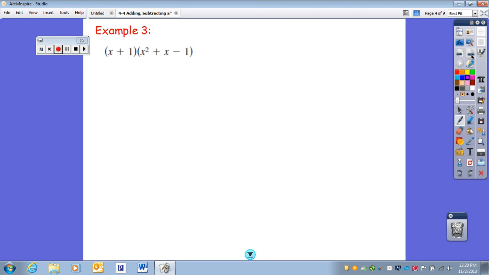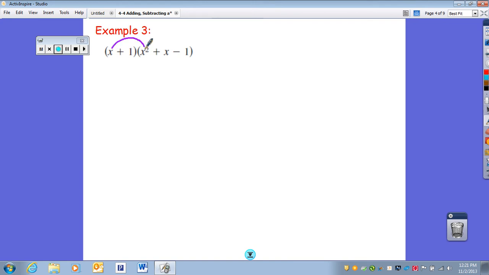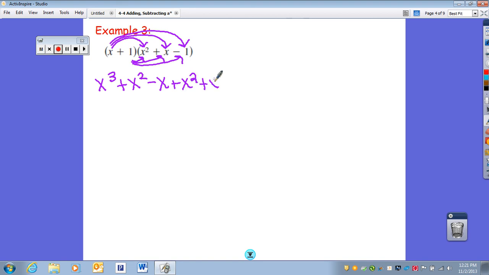Next, you want to multiply polynomials together, and in this example we have a binomial times a trinomial. The biggest hint I have for you is to just make sure that you're organized when you are multiplying so you don't forget anything. So we're going to multiply the x times each of the elements in the trinomial, and then we'll multiply the 1 times each of the elements in the trinomial. So I have an x cubed plus an x squared minus an x. Then I'm going to multiply the 1 times each of the elements in this trinomial. So I have an x squared, an x, and a negative 1.